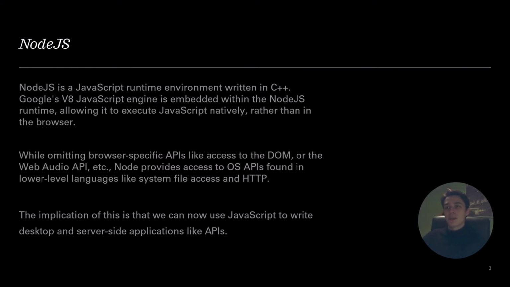Google's V8 JavaScript engine is embedded within the Node.js runtime, which allows it to execute JavaScript natively instead of in the browser. Obviously, we don't have access to browser APIs like the DOM. We can't use the window object, but we can use OS APIs. We have access to the file system. We can use HTTP. So that means we can run JavaScript outside the browser. So people use this to make native apps. They use it to make APIs, obviously server-side apps. That's what we've done in our case.